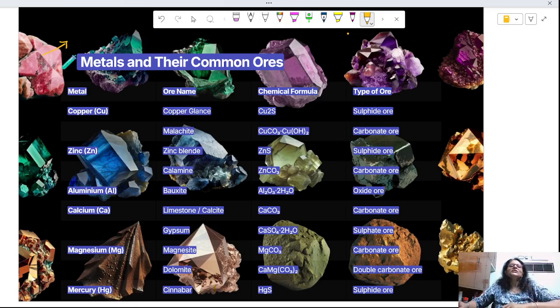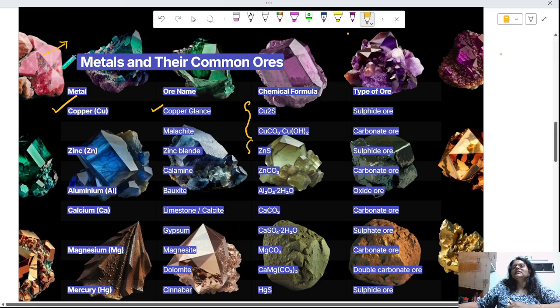Okay, so let's see the metals and their common ores that we use for extraction. First, let us talk about copper. Mostly three types of ore are taken for copper, and the first one is CuS.